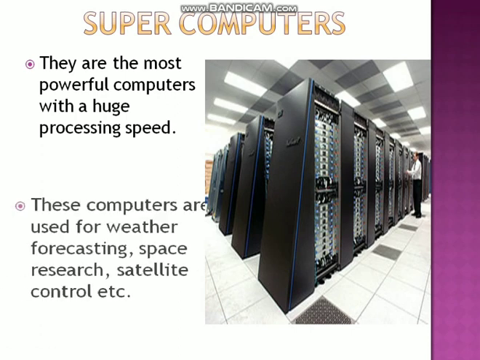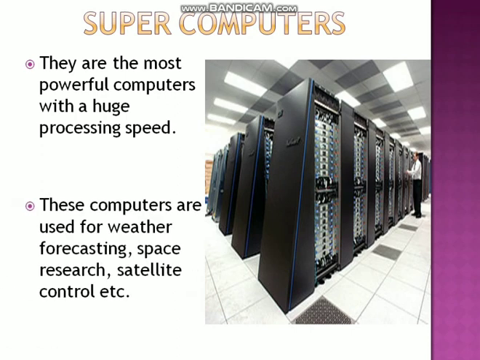Such computers are used for scientific and engineering work which requires high speed calculations, for example weather forecasting, space research, satellite control, etc. These are works which require the output very fast, right? And it varies from time to time. Weather reports vary from time to time; they will not be the same. So this kind of data requires huge computers with huge processing speeds, and that's why we have supercomputers. Supercomputers are used to tackle this varying data.